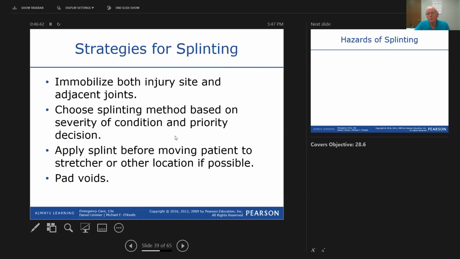Pad voids. When we put a splint on somebody, we have natural hollows, like behind our knees. If we're going to splint this, there's going to be a hollow here. If I put a board here, there's a hollow space. So you want to put something in here so it doesn't want to move. That's what we call padding voids. It's the same for backboarding if you're going to leave somebody on a board, which we don't hardly do anymore. We'll talk about that next lecture.